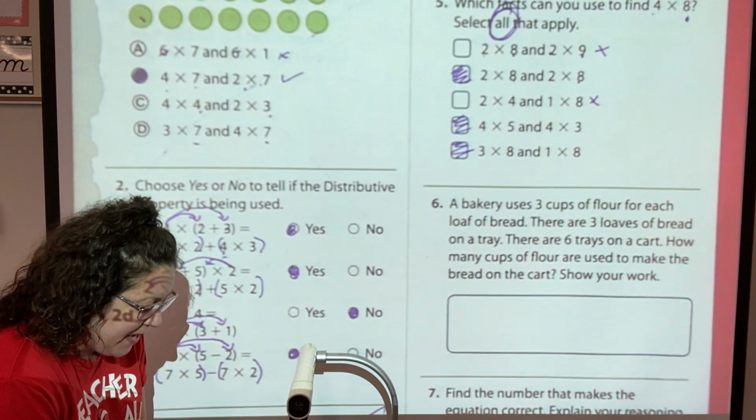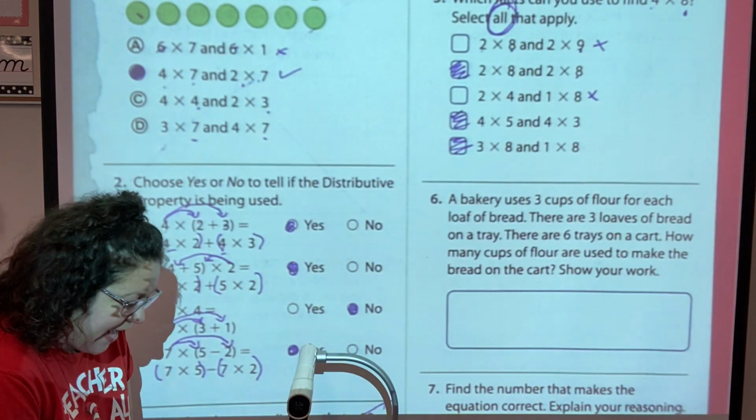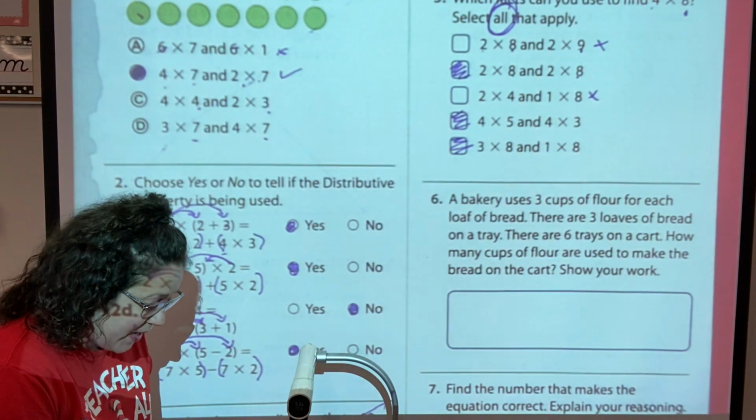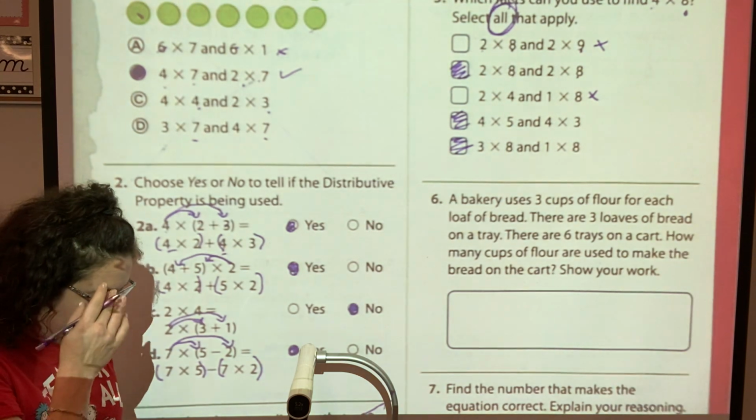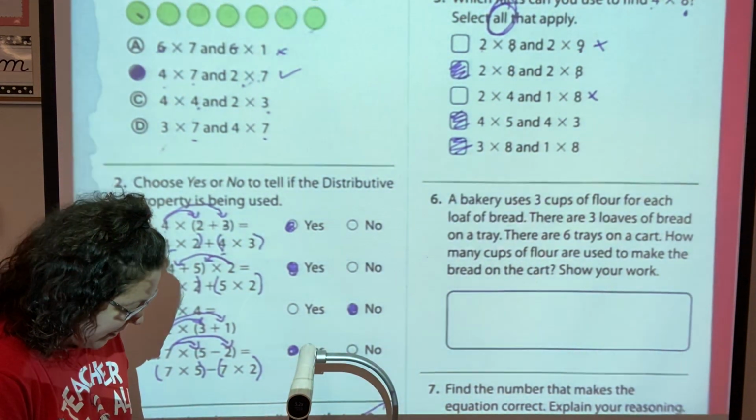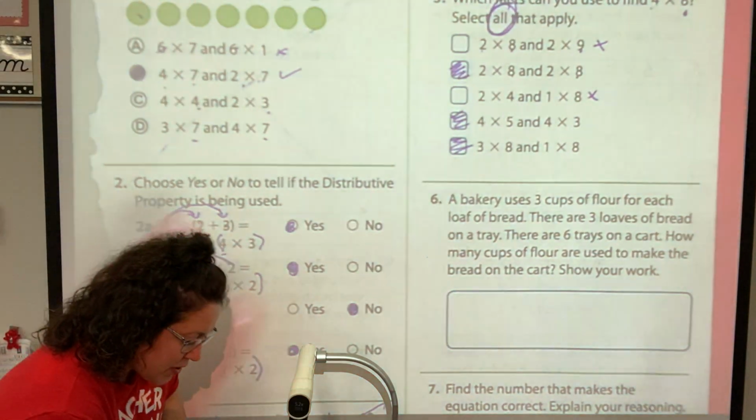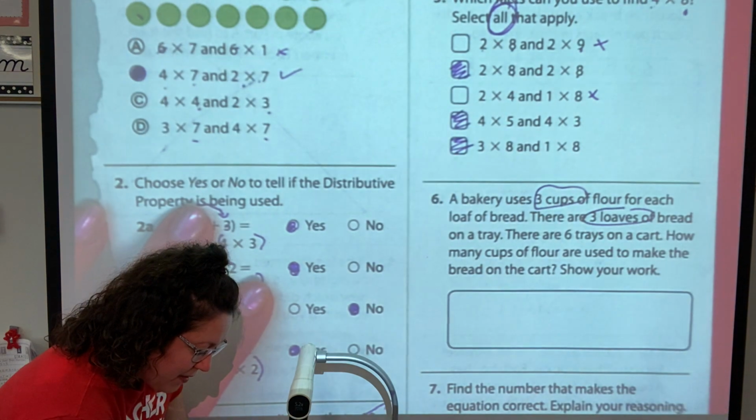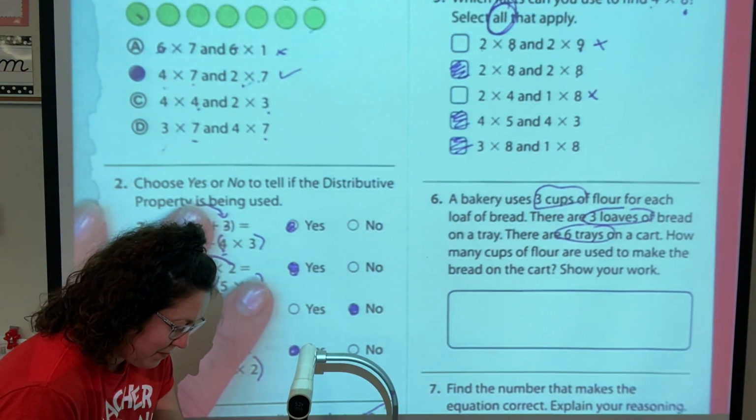Number 6, a bakery uses 3 cups of flour for each loaf of bread. There are 3 loaves of bread on a tray. There are 6 trays on a cart. How many cups of flour are used to make the bread on the cart? Show your work. So we've got 3 cups of flour and 3 loaves of bread and 6 trays.